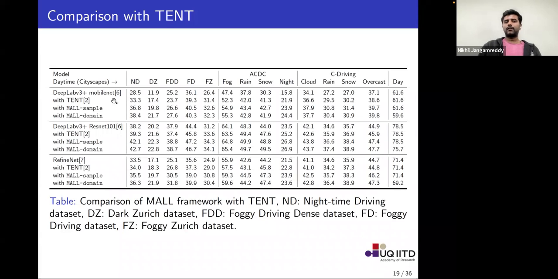In this table, we compare our performance with 10. We can observe that across multiple datasets, the proposed approach performs better than 10. In nighttime driving, it is 33.3 mIoU, whereas our proposed approach reaches 38.4 mIoU on DeepLab v3 plus MobileNet. Since this gives the flexibility of adapting to different models, we conduct experiments on multiple models like DeepLab v3 plus ResNet 101 and RefineNet. In almost all the settings, the proposed approach outperforms 10.